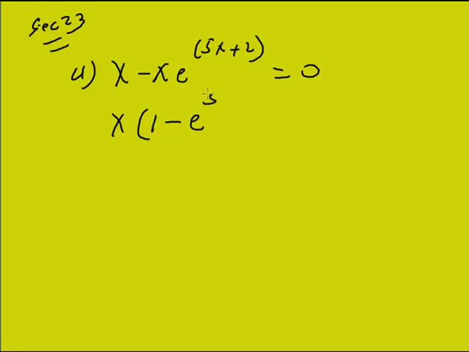4. x minus x e to the 5x plus 2 is equal to 0. Factor out an x. That's the first thing you have to do. Don't divide across by an x. You will get a wrong answer, and I will have to take points off.